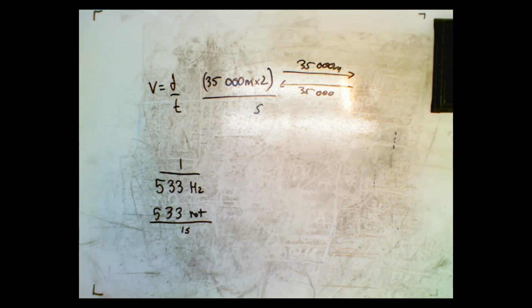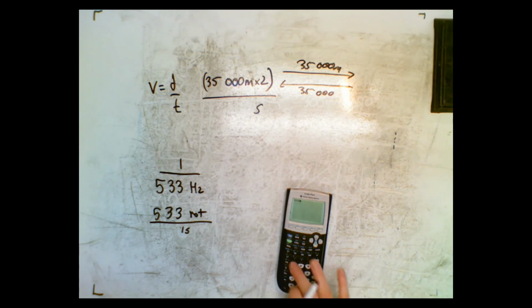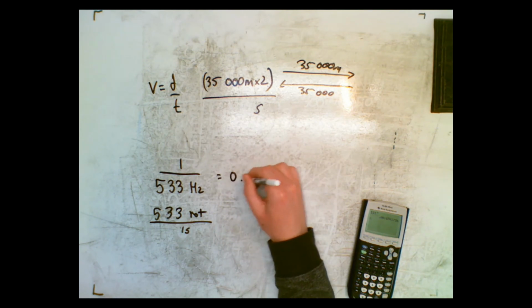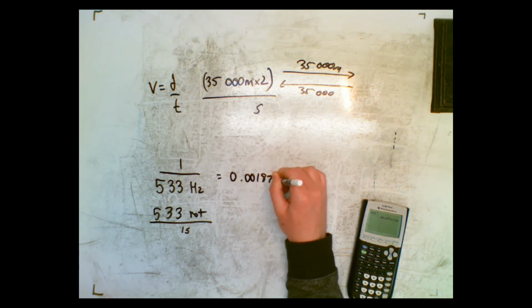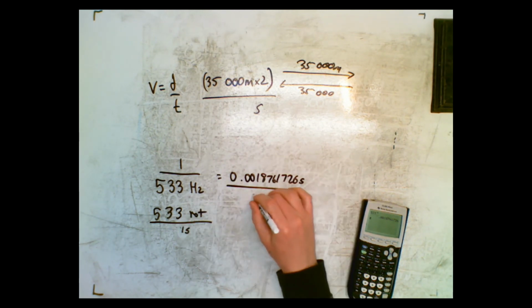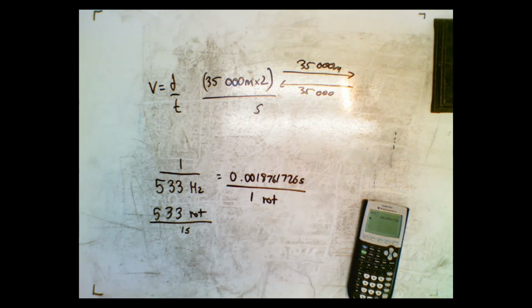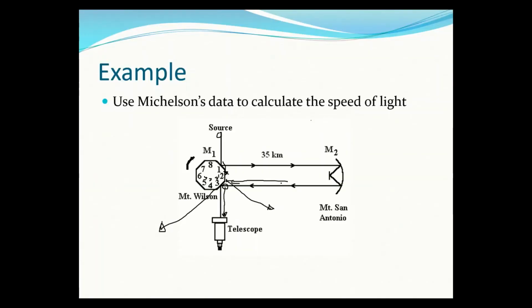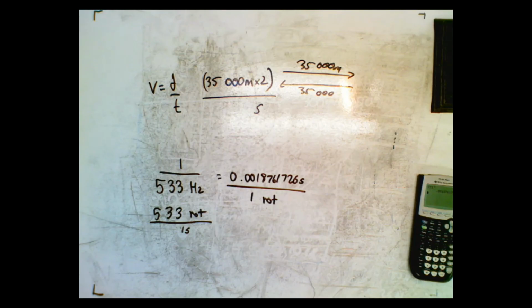So we take our 533 and we take 1 over it. This is how many seconds, and when we invert it and turn it into a period, that's how long it takes to do 1 rotation. But remember, we don't want 1 rotation. For the time it takes for the light to travel there and back, we only want the light to do 1/8 of a rotation. 1 will be where 2 is, 2 will be where 3 is, like that. So it's not a full rotation, it's only 1/8 of a rotation.